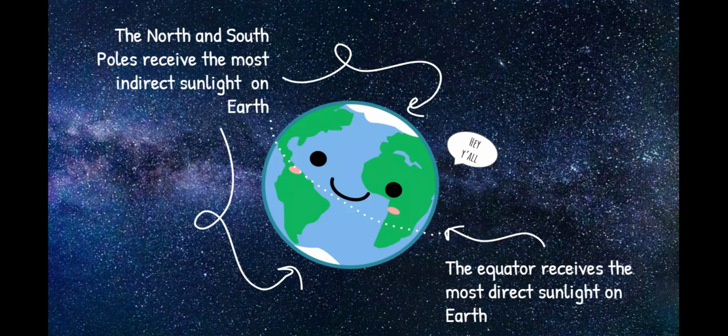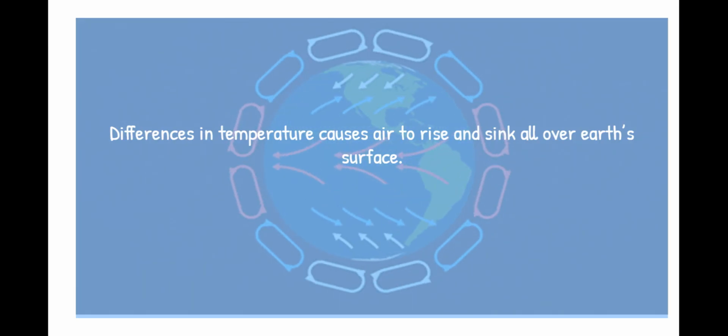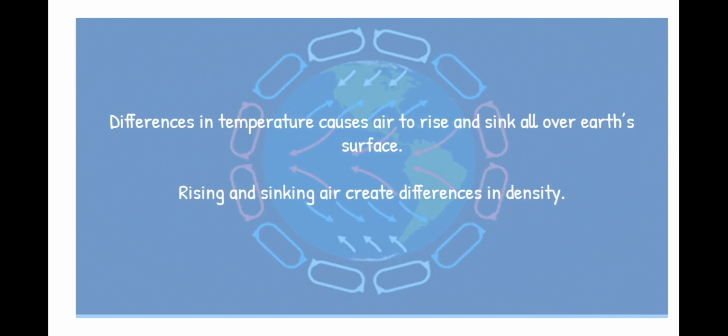But here's where it ties into the creation and formation of winds. The North and South poles receive the most indirect sunlight on Earth. I mean, that's why they're the coolest places on Earth. The equator receives the most direct sunlight on Earth. And as you move away from the equator and towards the poles, the sunlight becomes less direct and more indirect. So what that means is that there are differences in temperature. There are pockets of convection all around the globe because air is rising and sinking all over the Earth's surface because of the differences in temperature. That means that rising and sinking air in those pockets create differences in density throughout the atmosphere on Earth.